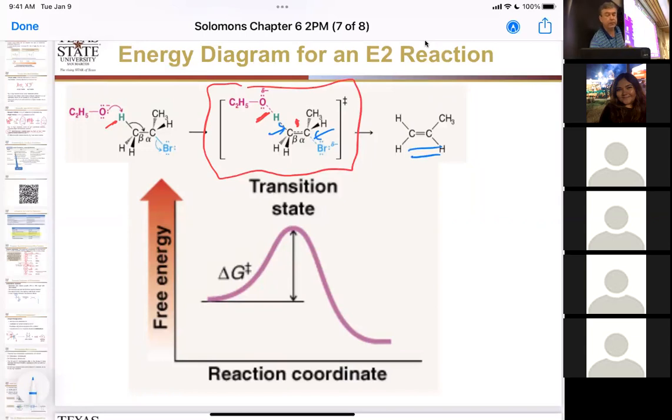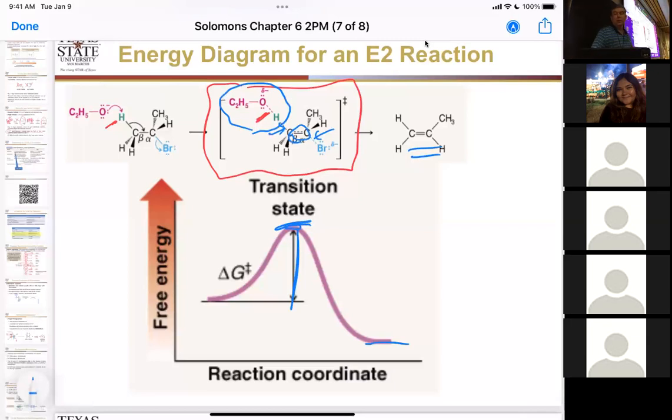Notice one of the bonds that's formed is something that's not on our substrate. That's where the hydrogen is, so we don't care about that, but we actually ended up forming our new double bond here. And so we only have the one activation energy, and then it cascades down to products.